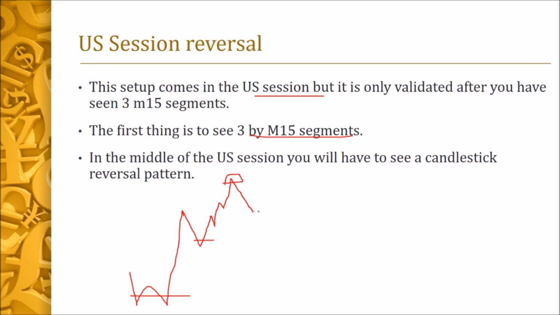And we exit at 20 or 15 pips. Then our cycle continues. So basically the first thing is to see 3 by M15 segments and then enter as a counter to the cycle. Basically that.